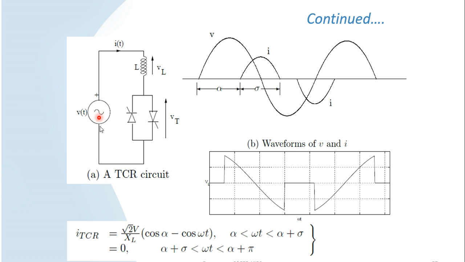In a thyristor controlled reactor circuit, the power electronic component is an AC voltage controller circuit with two thyristors connected in anti-parallel. So the voltage can be controlled like this. Always, since it is inductive, the current lags behind the voltage by 90 degrees. So the output voltage can be varied by using this arrangement.